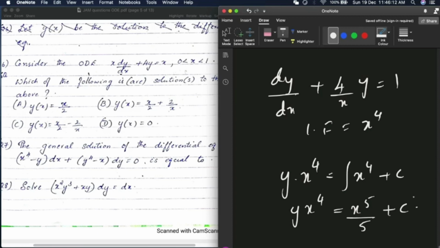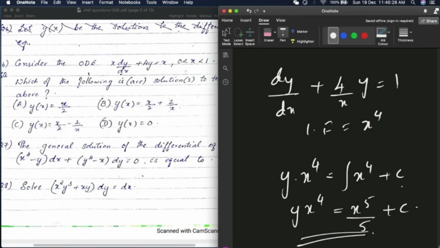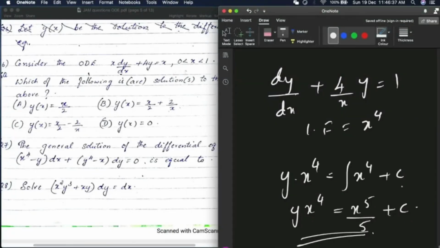None of the options, no? Yes, ma'am. How come? It's an error. X cannot take 0 also, 0 to 1. None of the options are coming as solution.